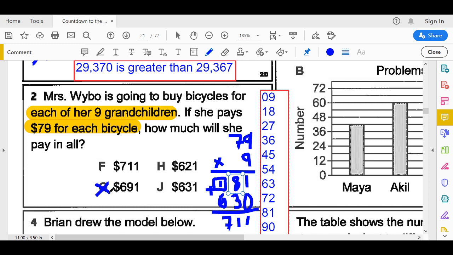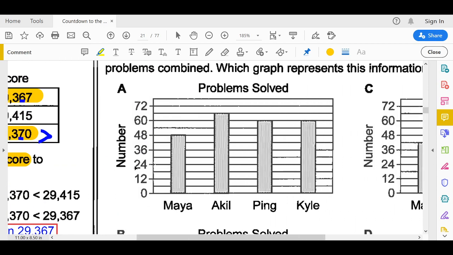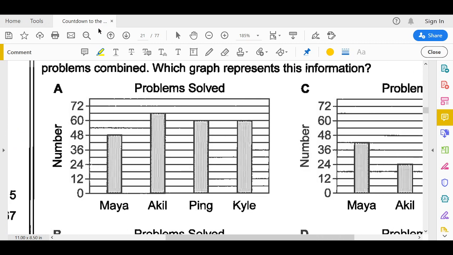This is not the number I need. This is not the number I need. And this one is not either. So letter F should be the right answer. And check. We're ready with number 2. Let's go to number 3 right now. This one right here.